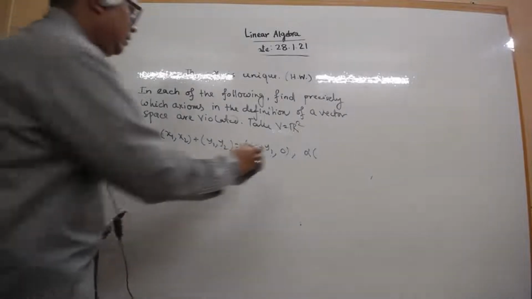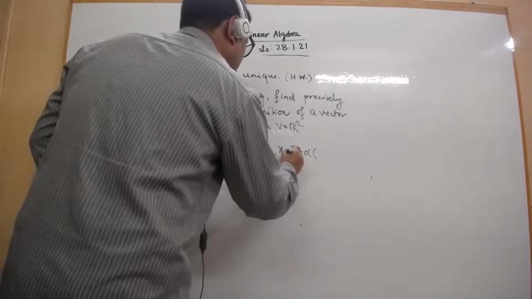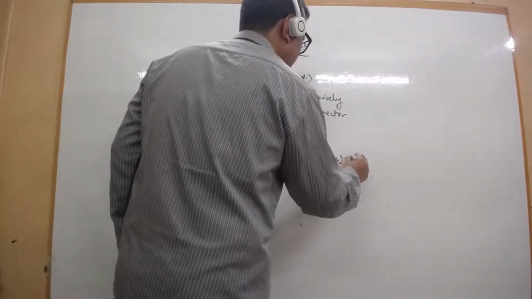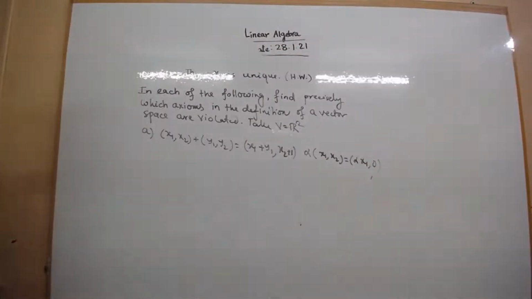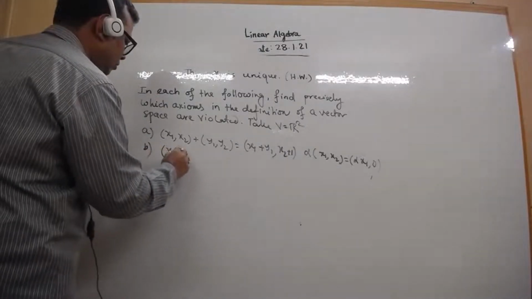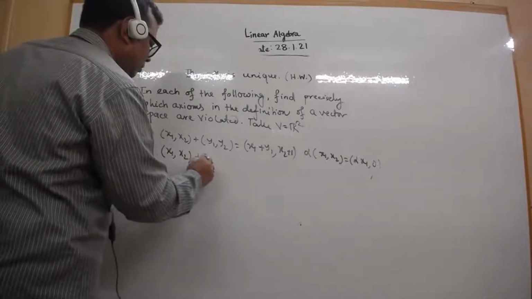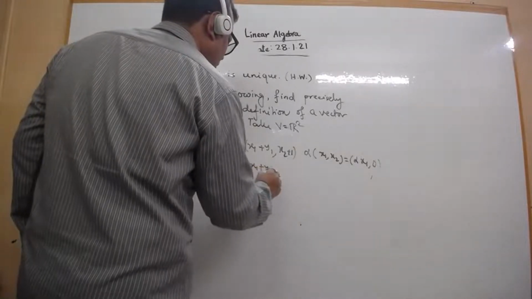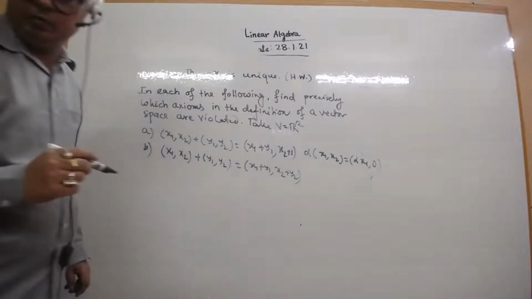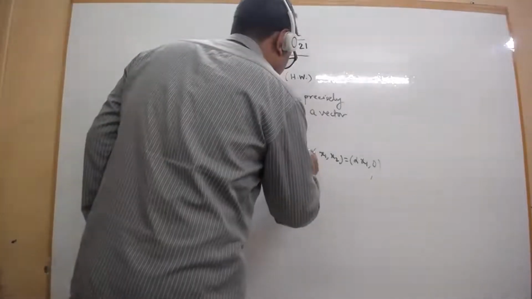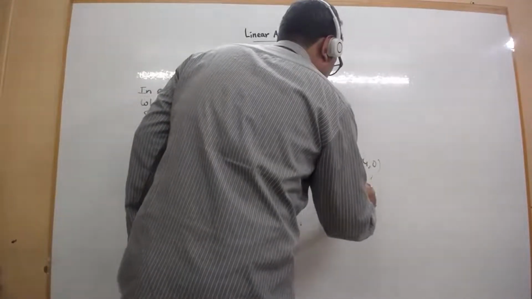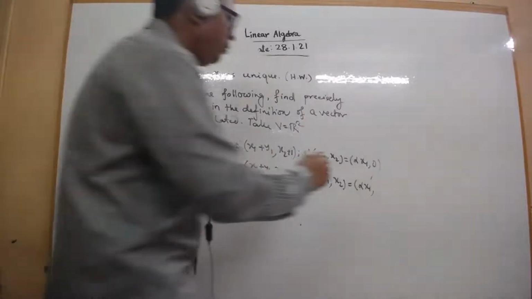I think I write it, to x2 plus 1. Scalar multiplication: alpha x1, x2 equal to alpha x1, 0. And for the second example, x1, x2 plus y1, y2 equal to x1 plus y1, x2 plus y2, and alpha x1, x2 equal to alpha x1, 2 alpha x2.